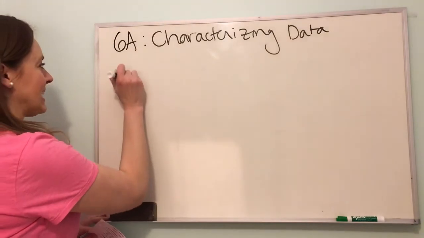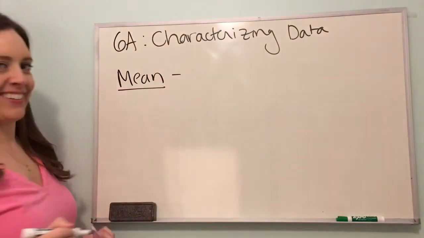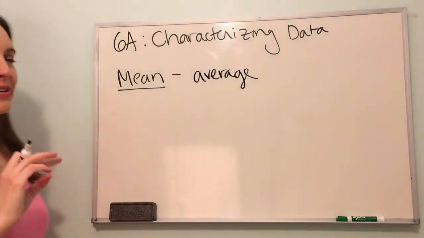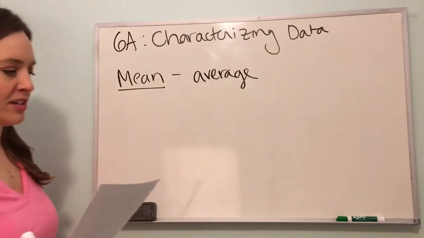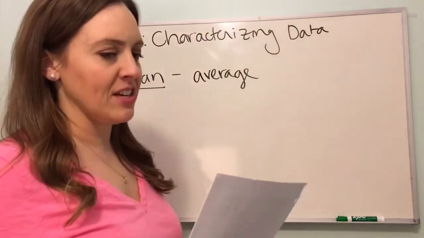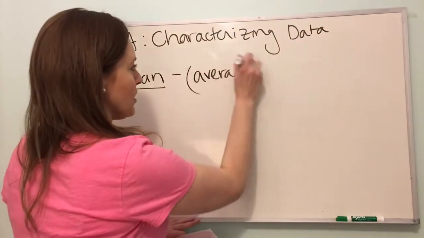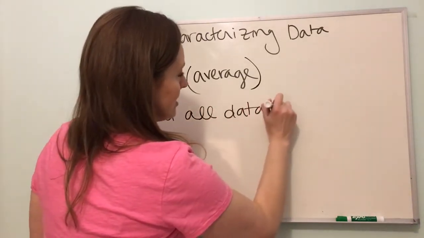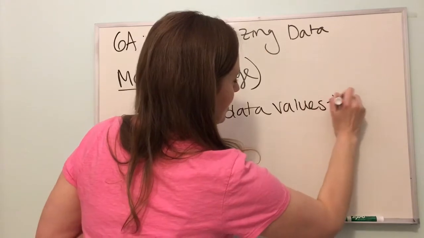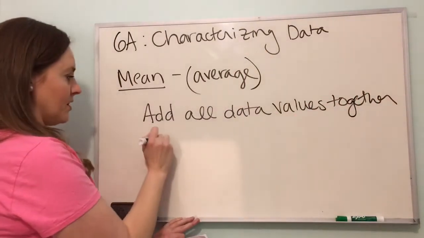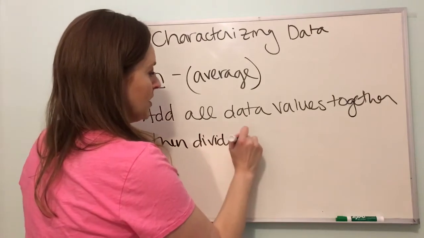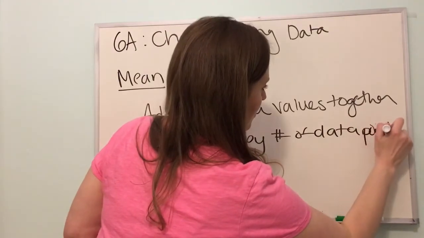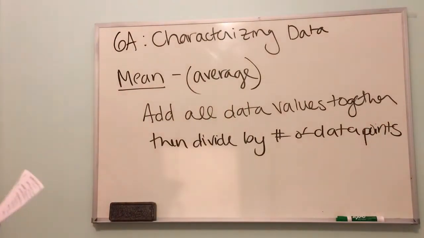The word mean means the exact same thing as the average. Those two are the same exact thing. You've probably talked about averages a million times. You add all of the data values together, then you divide by the total number of data points. So add all data values together, then divide by the number of data points you have. And of course, we're going to go through examples of this, but make sure you have that one written down.